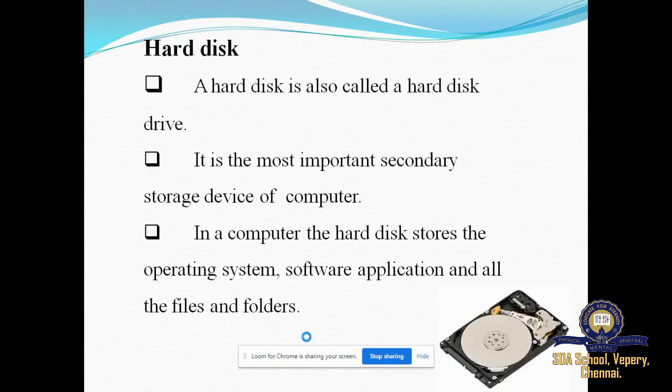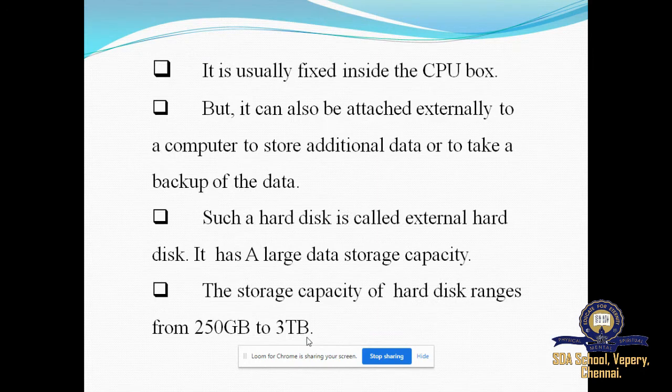To summarize, a hard disk is also called a hard disk drive, the most important secondary storage device. It is used to store the operating system, software applications and all the files and folders, and it is fixed inside the CPU box. The storage capacity of a hard disk ranges from 250 gigabyte to 3 terabyte.